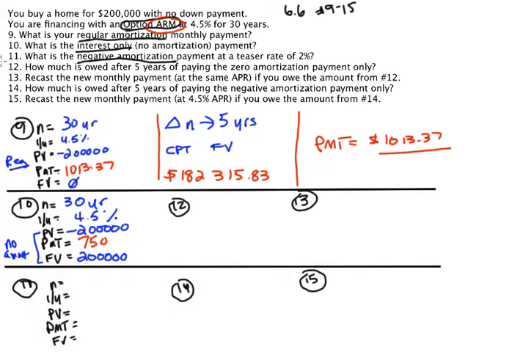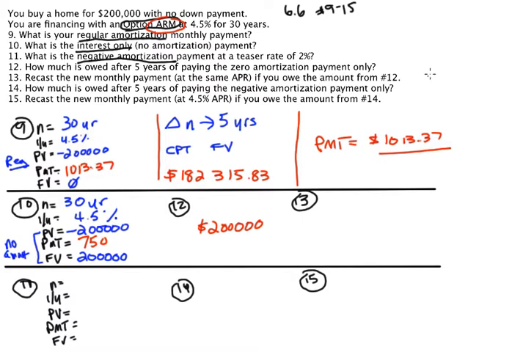Now, I'm going to skip number 11 for a moment, and I'm going to move on to number 12. How much is owed after 5 years of paying the zero amortization payment? So we paid this payment for 5 years. How much will we owe? This is zero amortization, so the amount that we will owe is $200,000 because we have set this loan up where we don't pay anything except for interest. That's why they call it an interest only.